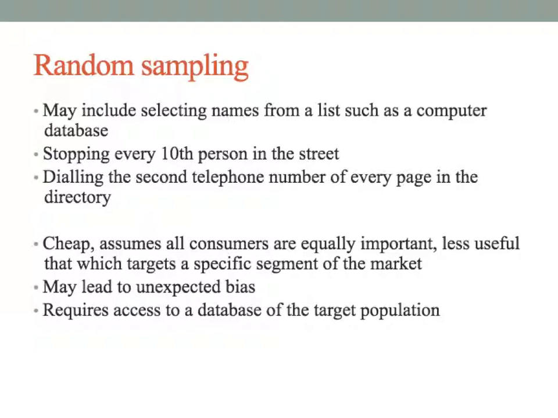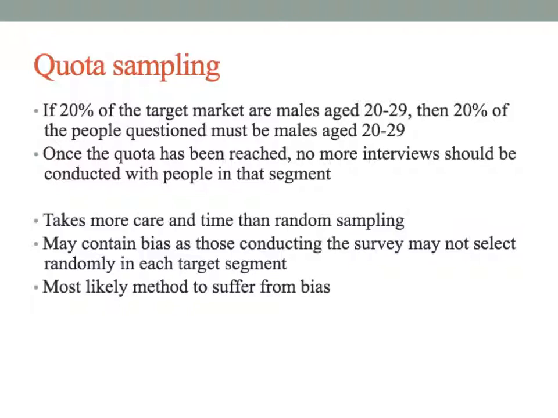If you have a specific segment of the market, so it's maybe a women's product, and it's a given age range, then is random sampling the best way to get your target market's viewpoints? I'm not sure. We can have unexpected bias, particularly if you stood on a street corner on a Monday morning. You would get a particular type of respondent rather than the whole population. And it does require access to a database, and that in itself might cost some money. So random sampling is very good if you don't have much money but you still want to do some sampling.